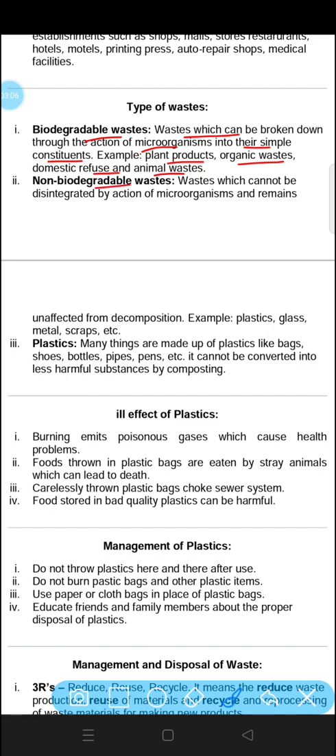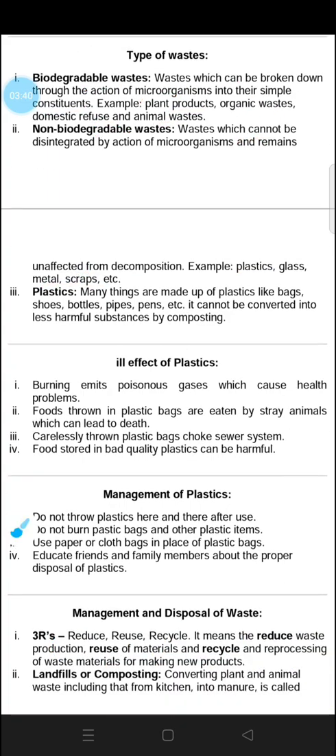Now next one is non-biodegradable, the waste which cannot be disintegrated by the action of microorganisms and remains unaffected from decomposition. They do not decompose in the soil, so they are called non-biodegradable substances or waste. For example, plastic, glass, metal, scraps, etc. These are non-biodegradable. They do not get degraded by the microorganisms.